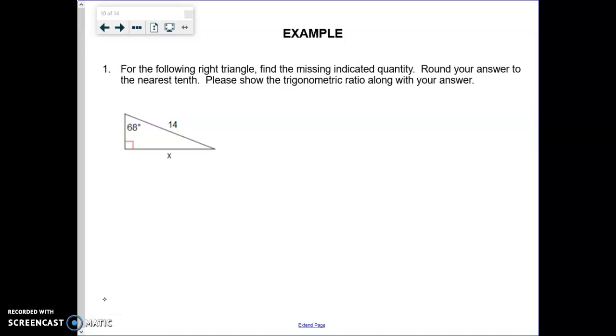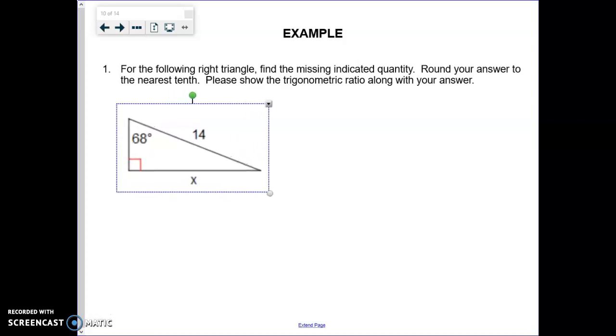Ladies and gentlemen, let's go ahead and take a look at some examples. These are all on your notes on your student example sheets that I gave you. They're on Classroom. So go ahead and take a look at number one. For the following right triangle, we're going to find the missing indicated quantity, in this case, x. Round your answer to the nearest tenth, if appropriate. Please show the trigonometric ratio used along with your answer.